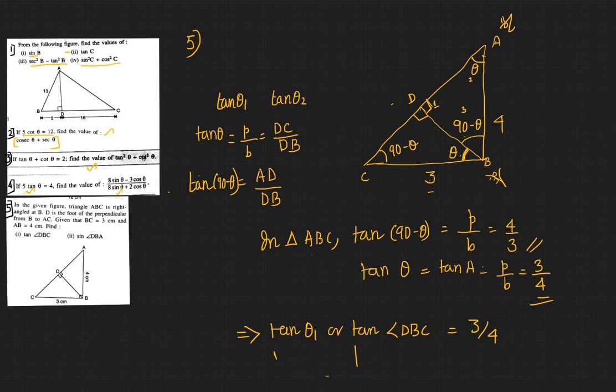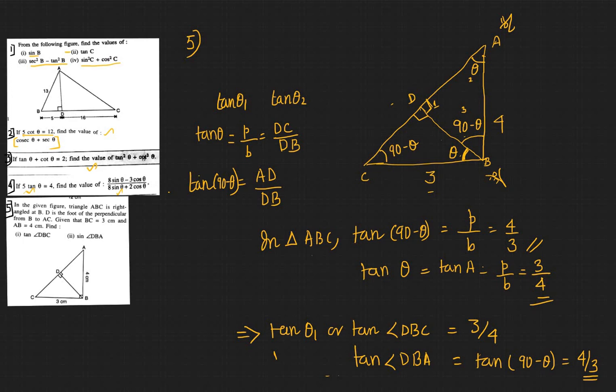And tan of angle DBA is nothing but tan of 90 minus theta, which we have already found as 4 by 3. So I know this problem may not look easy at the first attempt, but as you reflect the angles of the triangle and look at it from that point of view, things look much simpler.